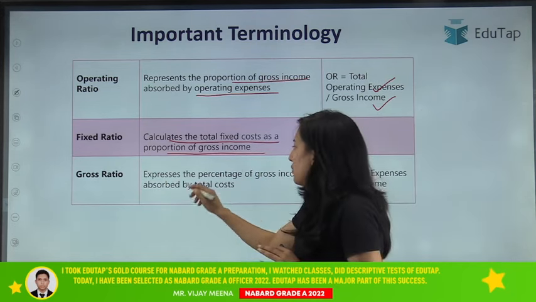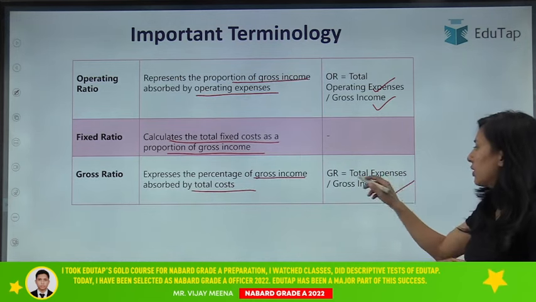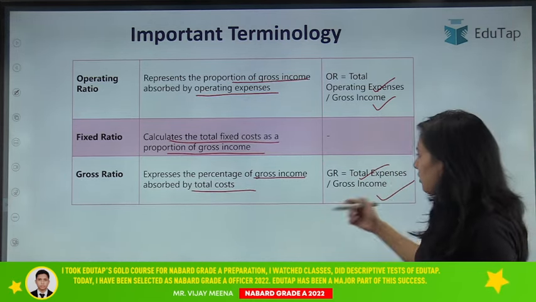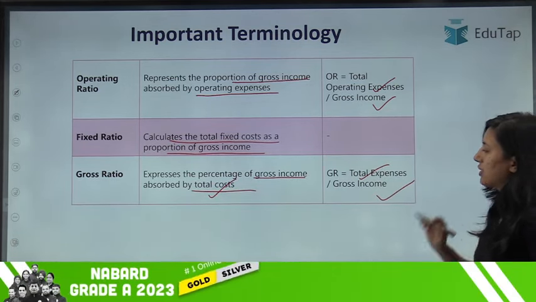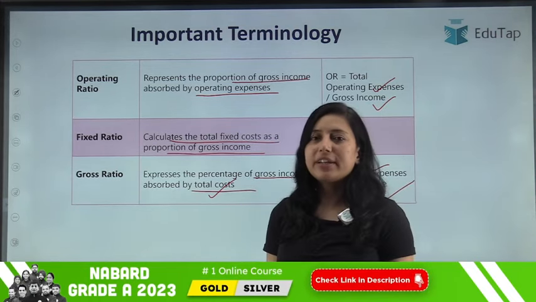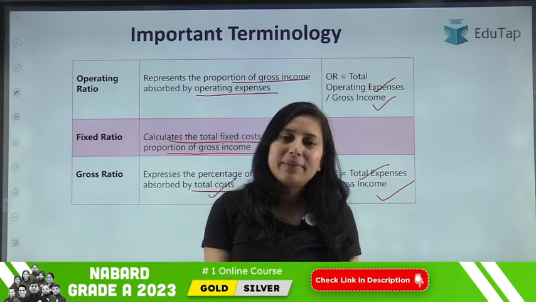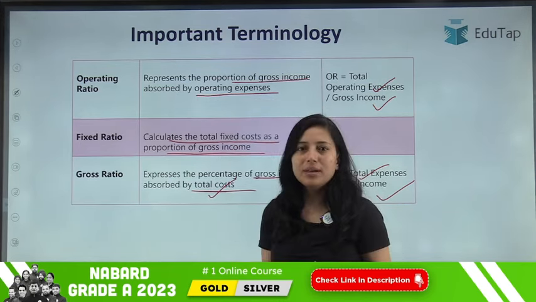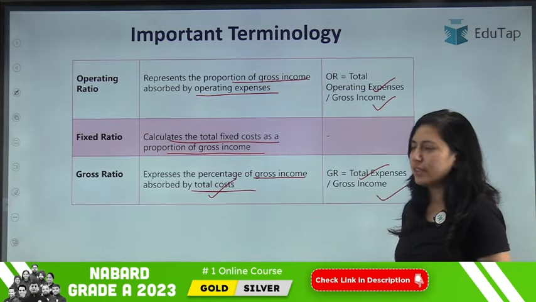Then we have gross ratio, which is the percentage of gross income to the total asset. So total expenses upon gross income, that is your total cost absorbed by total cost. So total expenses upon gross income, that is your gross ratio. Clear? So these are very important ratios. One question has come from this, and it might be from any other ratio it can come this year. So I request you all to please have an idea about all these.